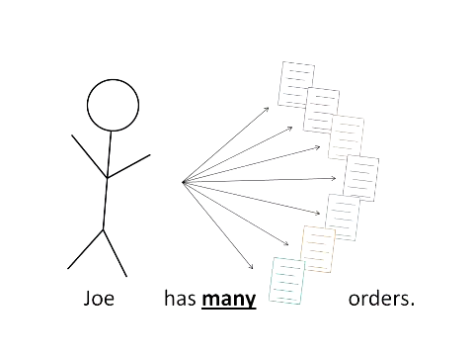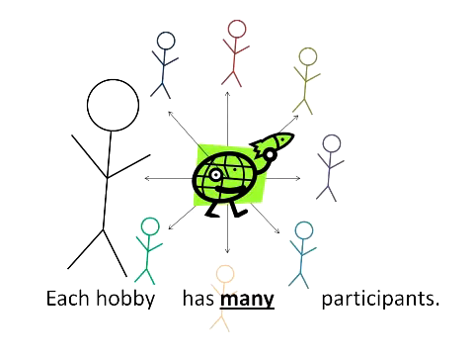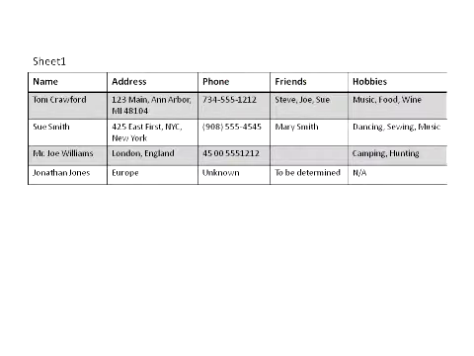Orders is pretty straightforward. Joe can have many orders. Orders can have only 1 person purchasing them. But when you get to things like hobbies, it's a little more complex. Joe certainly does have many hobbies, and that would be one way to break it out. On the other side, though, hobbies can have many participants. So we have a many-to-many relationship. So let's take a look at a spreadsheet like that.